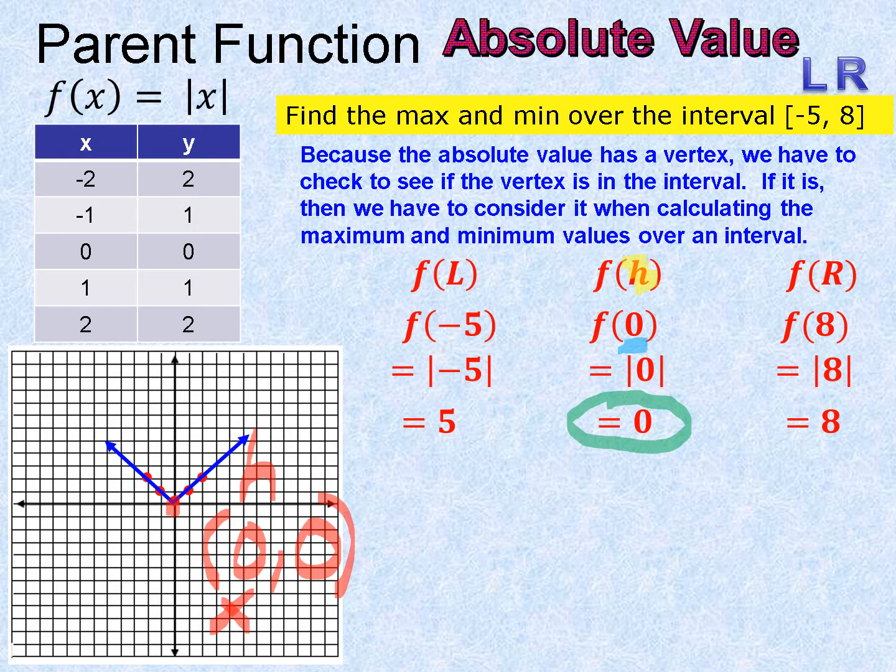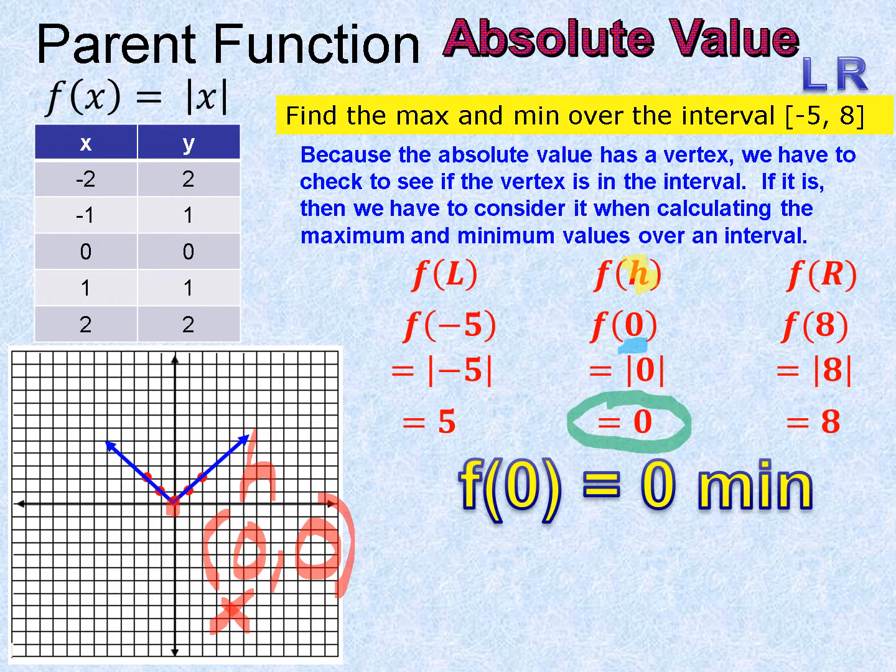Okay, but how did I get 0? Well, I evaluated f of 0. So this is the way I write my minimum equation, or my minimum answer. I'm going to say that f of 0 equals 0, because when the x is 0 and I evaluated the function, I got 0, which produced my minimum quantity.